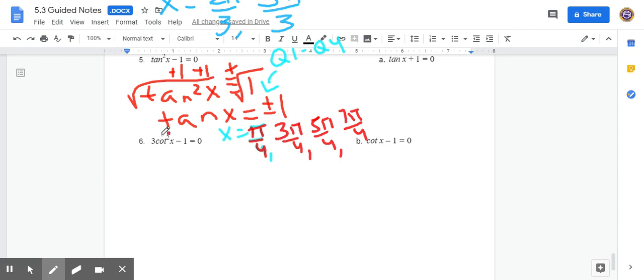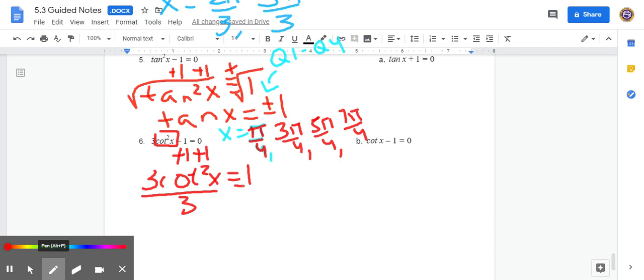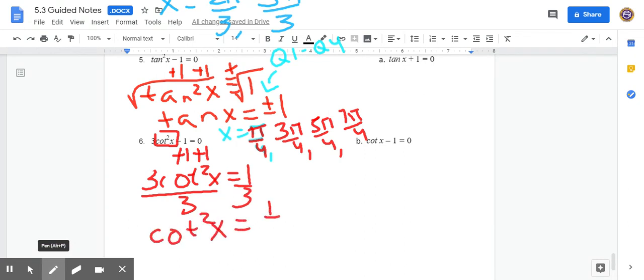And now this last one, we're using cotangent. So just like when we did the reciprocal functions before, that's how we'll do this one. We still want to try to get cotangent squared x alone. We'll start by adding 1 to both sides. Divide by 3 first. Keep in mind when you're solving, it's like you're doing the opposite of order of operations. 1 over 3. And then we square root.